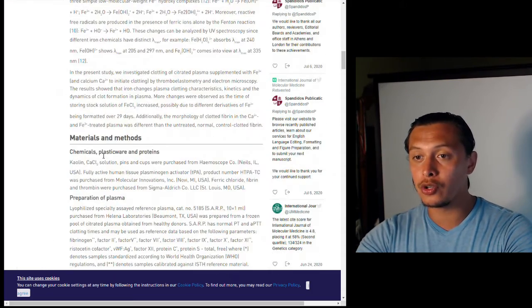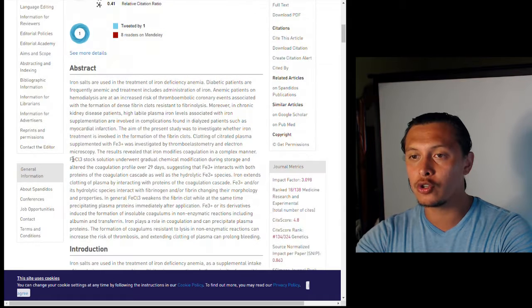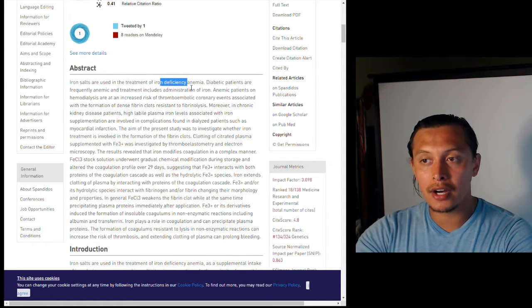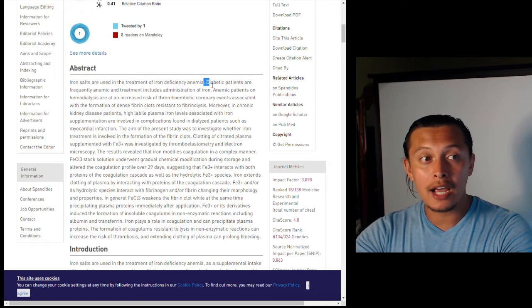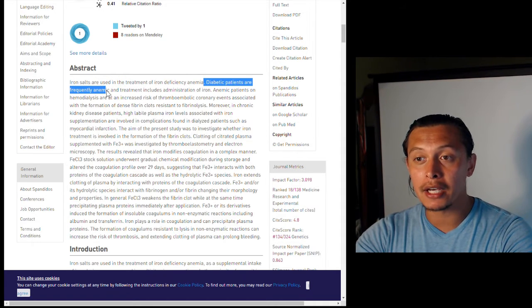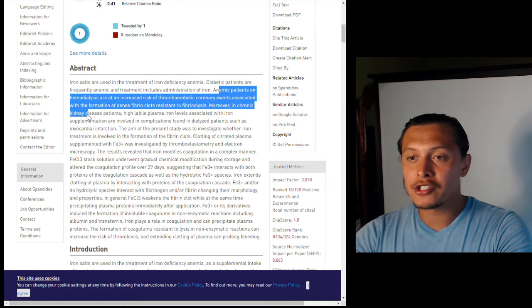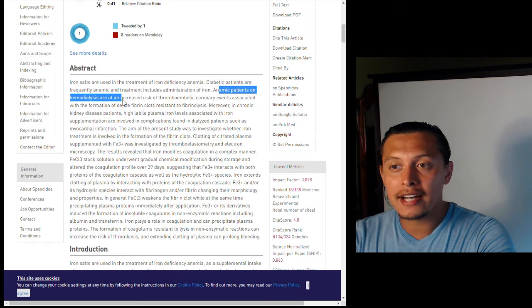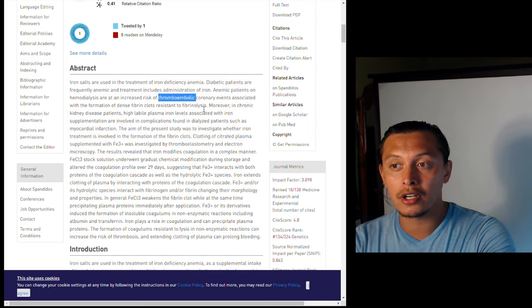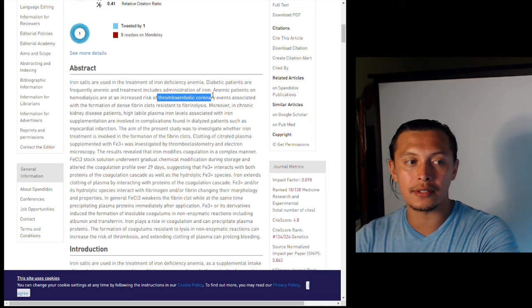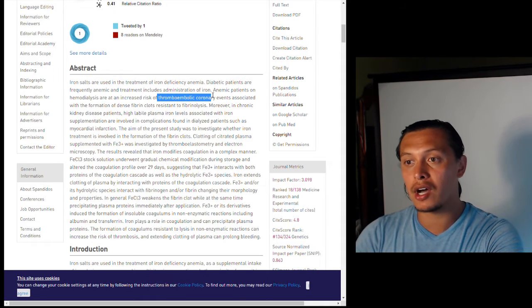I'm just going to read the abstract of this one. Iron salts are used in the treatment of iron deficiency anemia. Diabetic patients are frequently anemic, and treatment includes administration of iron. So we give iron to diabetic patients frequently because they suffer from anemia. Anemia patients on hemodialysis are at an increased risk of thromboembolic coronary events, so just blood clots that cause embolisms of the heart.